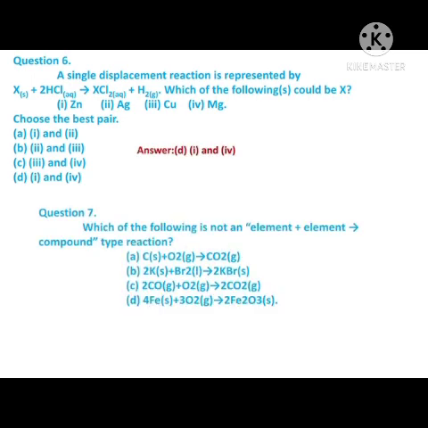Next question, question number 7. Which of the following is not an element plus element gives compound type reaction? See the first one: carbon reacted with oxygen to form carbon dioxide. This is also an element plus element gives compound type reaction.